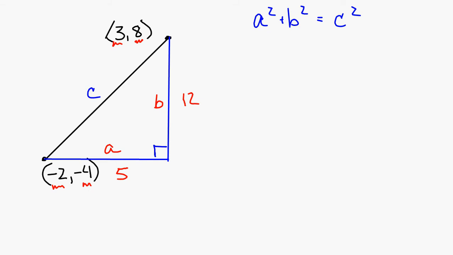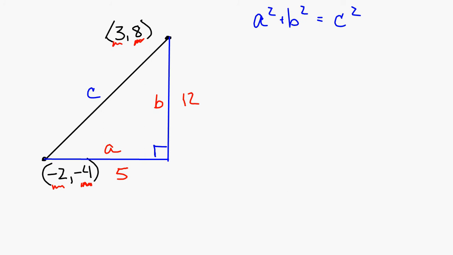The vertical leg is the difference in your y values. The difference between 8 and negative 4 is 12. The length of the horizontal leg is the difference in the x values. From 3 to negative 2 is 5 units. That would be step 2 in the distance formula. The steps don't coincide from the Pythagorean Theorem to the distance formula, because when you get good at this, you're going to do probably 2 steps to find the distance between 2 points.